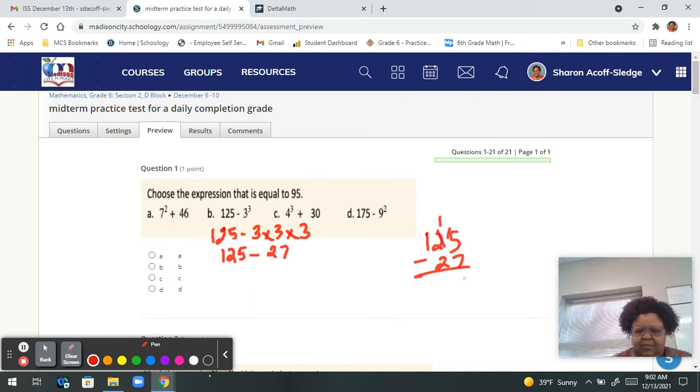Borrow one from there. 15 minus 7 is 8. 11 minus 2. So this one is 98. So it's not the answer. Let's look at this one.